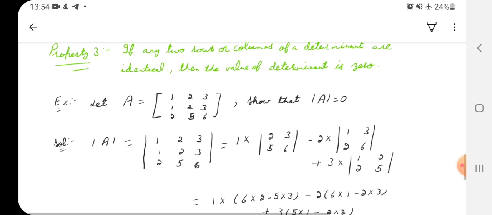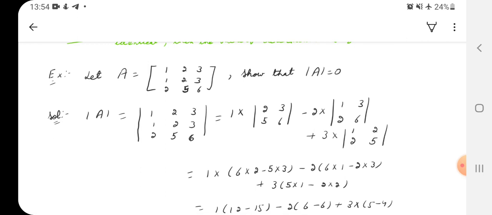So let us take one example. Suppose A is [1 2 3; 1 2 3; 2 5 6], right? Now you can see two rows are identical. That means by the property, the determinant of this matrix must be 0. Now they are saying, show that the determinant is 0.